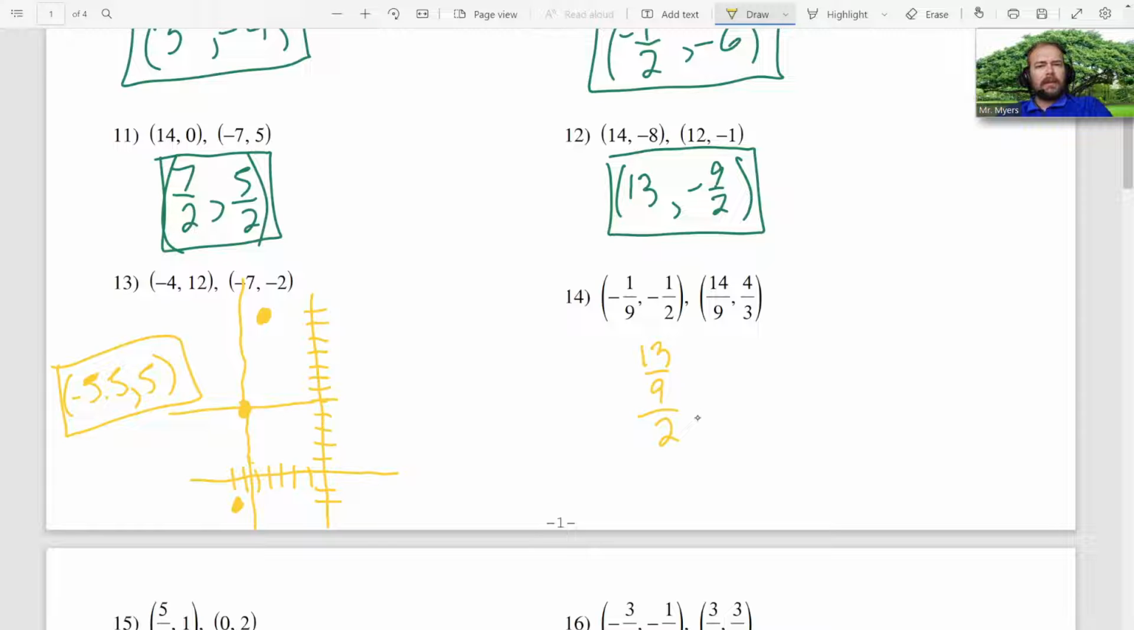When I do this, it's 2, which is 2 over 1. 13 over 9. This is keep, change, flip. Keep the top fraction, change the divide to times, and then flip the other, which is 13 over 18, which still doesn't simplify, but at least now we've got that answer for the x.